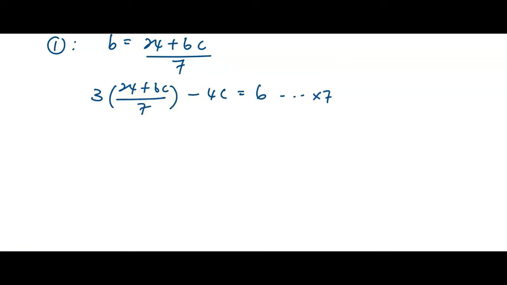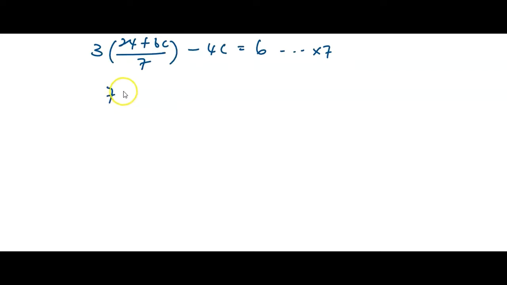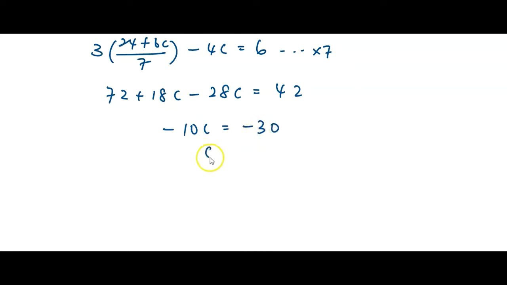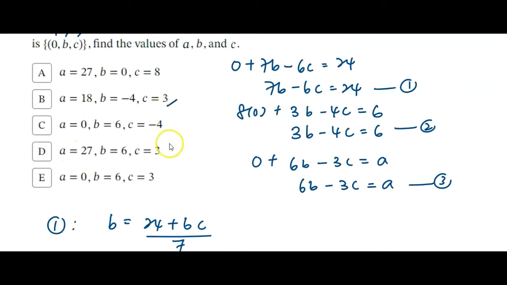So I have 72, that will be 24 multiplied by 3, 72 plus 18c minus 28c equals to 42. So I got negative 10c equals to 42 minus 72, that would be negative 30. So c will be equals to 3. So let's look at the answer. The possible answer is either B, D, or E.